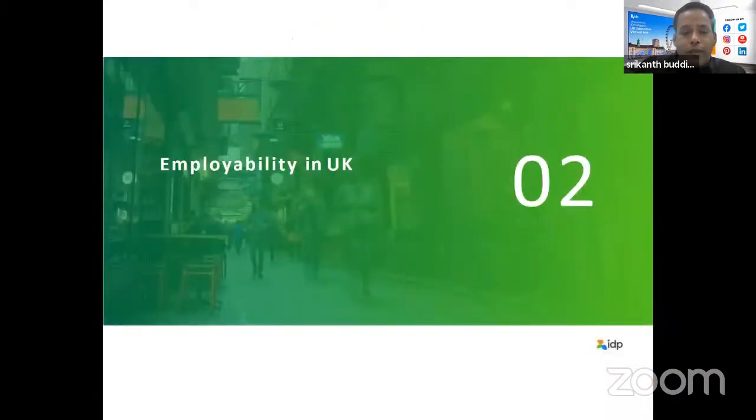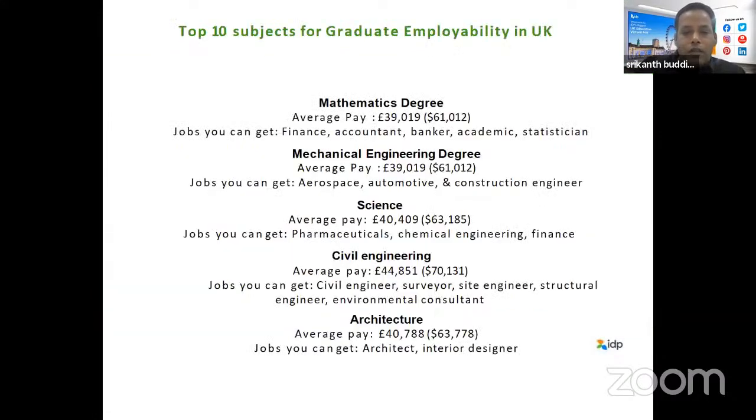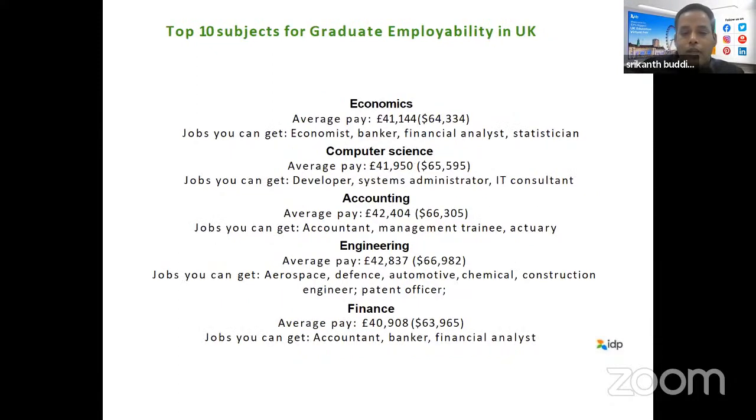So now we can speak about employability in the UK after completing your master's. These are the top 10 subjects for graduate employability in the UK: Maths, Mechanical Science, Civil, Architecture. All the courses have very good pay. Per year, you can get a minimum pay of £40,000. It's for economics, computers, accounting, engineering, finance. So every course has the same pay.